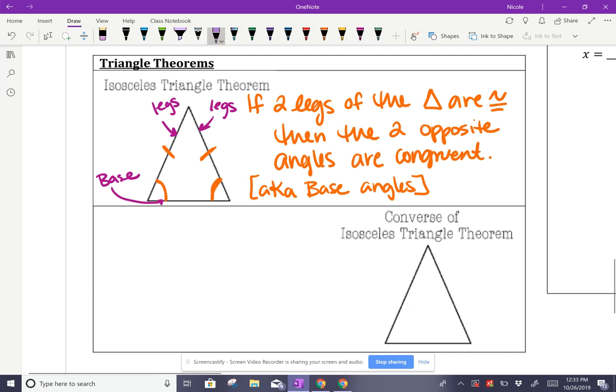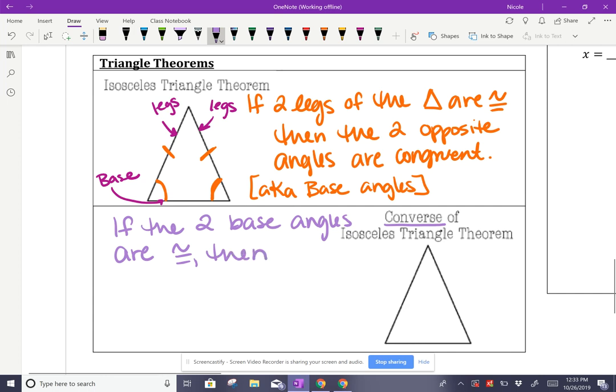of this goes the other direction. So think of converse statements. We switch the order of our hypothesis and our conclusion. So the converse tells us if the two base angles are congruent, then the two legs are congruent.